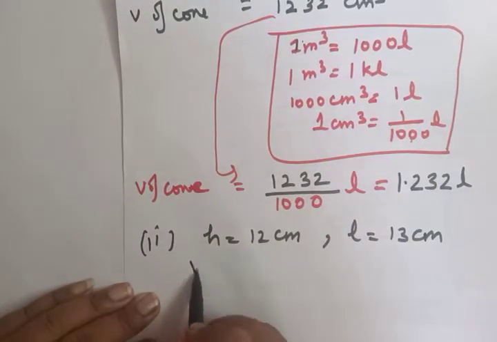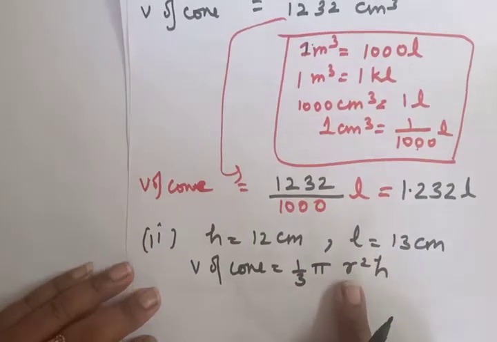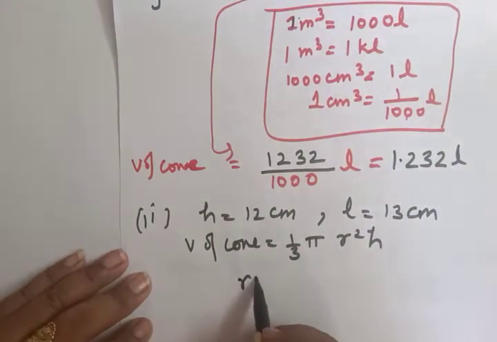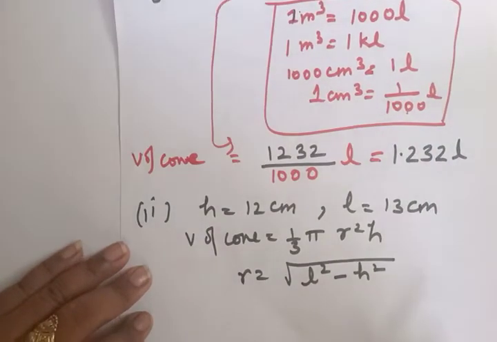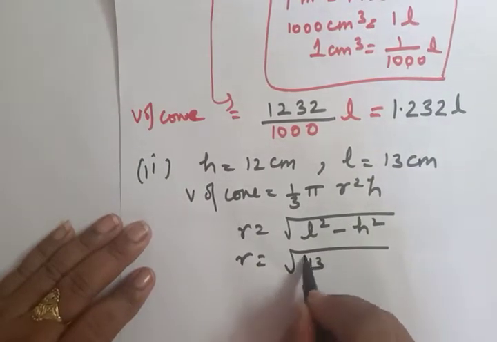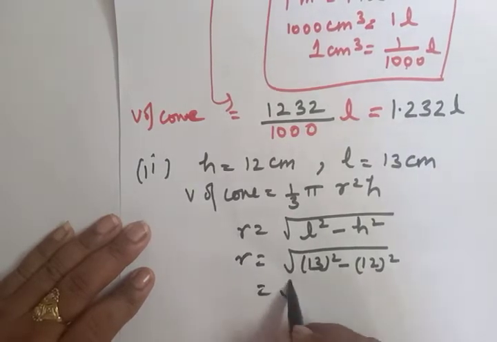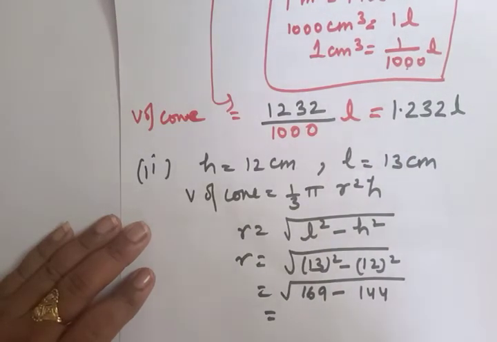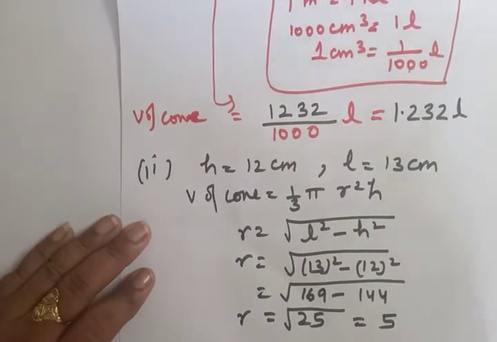Since the volume of a cone is 1/3 πr²h, we need the radius here. So we need to find r, which is the square root of L² minus h². That is 13² minus 12², which is 169 minus 144. That equals 25, so r is equal to 5.